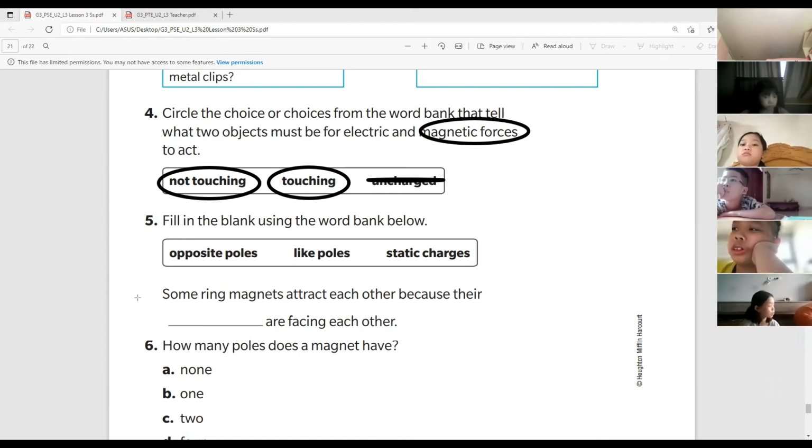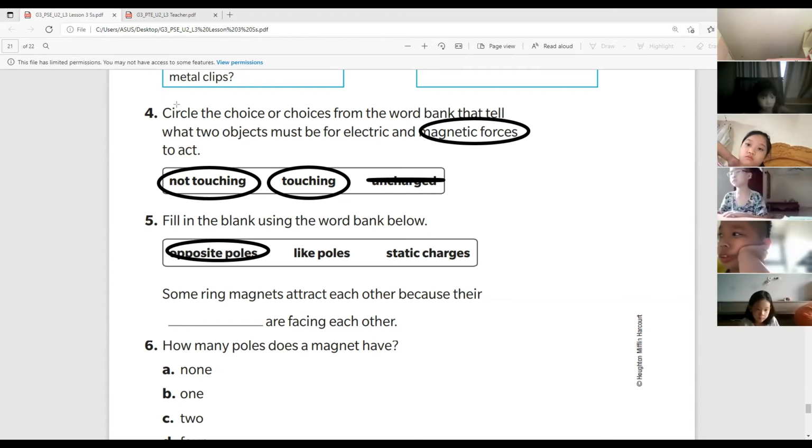Okay, Taylor, what did you say for number 5? I chose opposite poles. Exactly. Opposite poles attract. Very good. So guys, opposite poles is our answer.